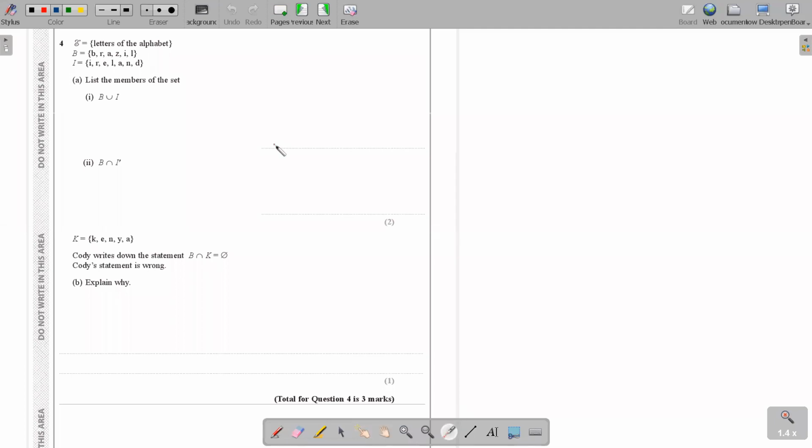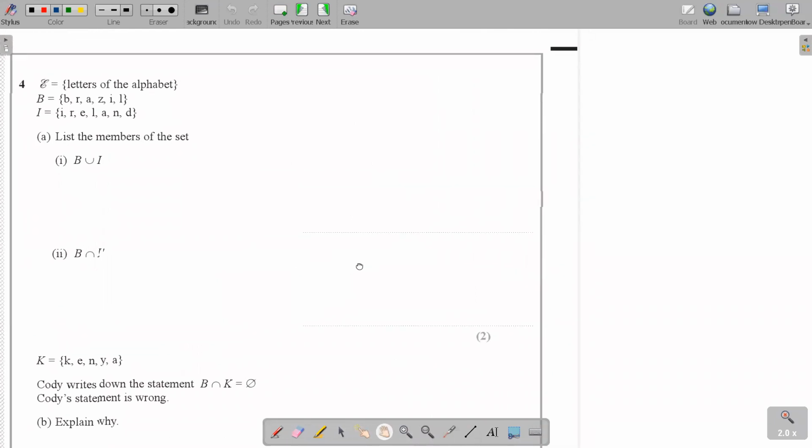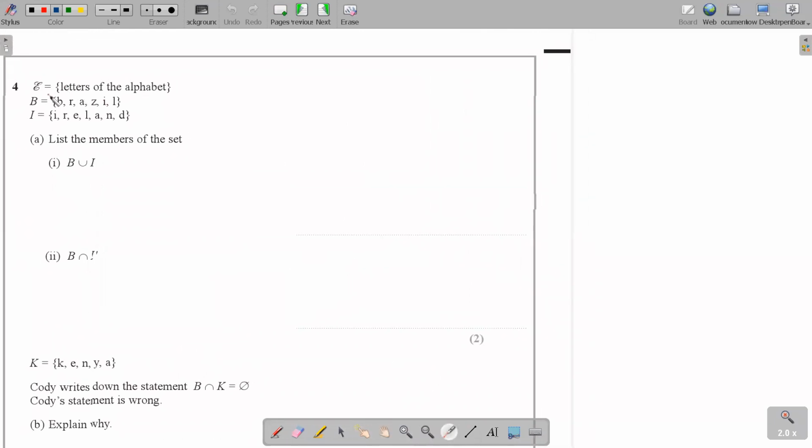Question number 4. Make it a little bit larger. The universal set includes the letters of the alphabet. So this includes all the letters in the alphabet. Set B has the spellings of the word Brazil, and Ireland is set I. Part A lists the members of the set B union I.